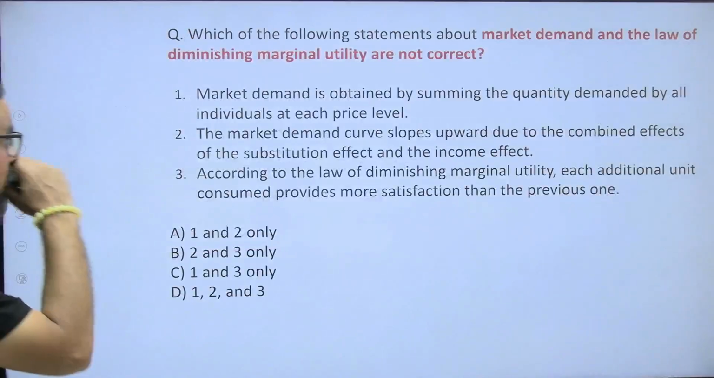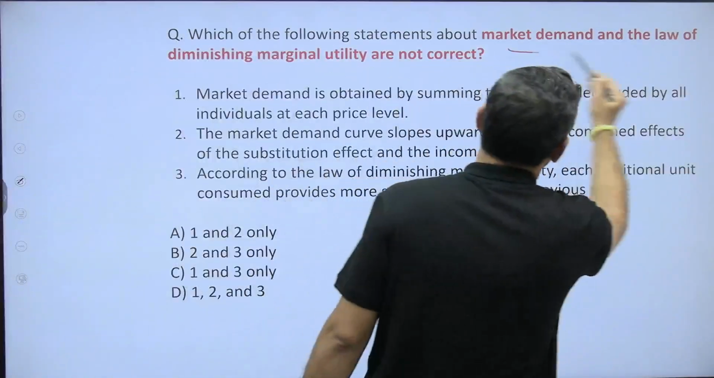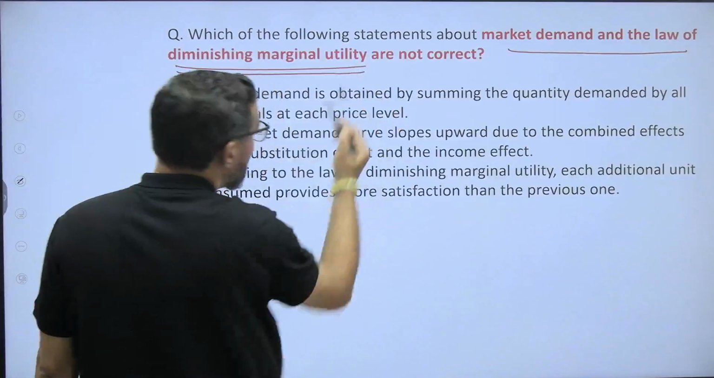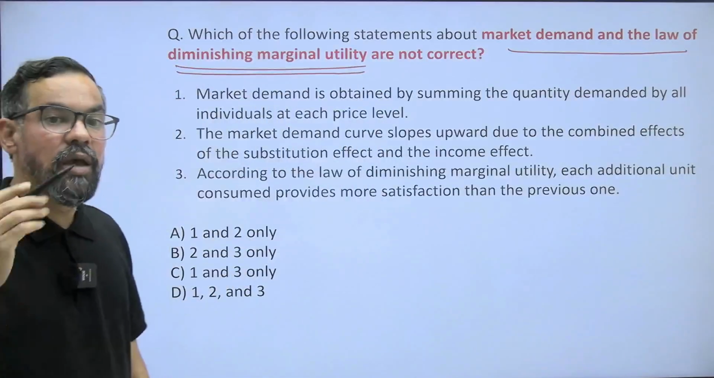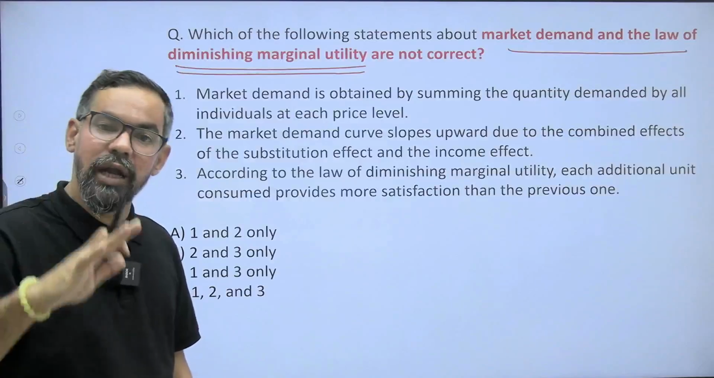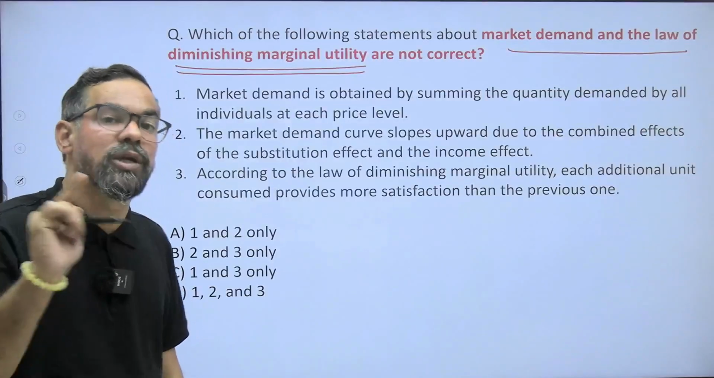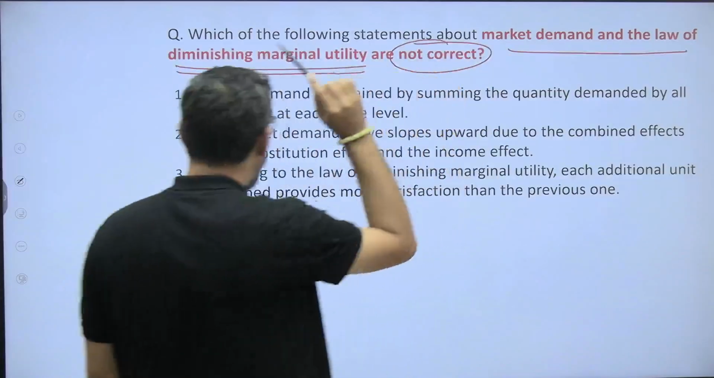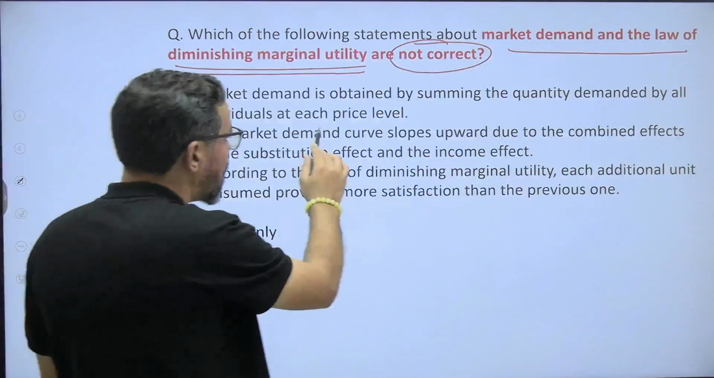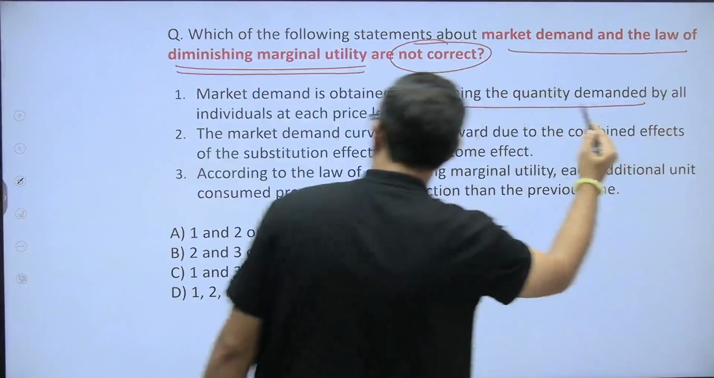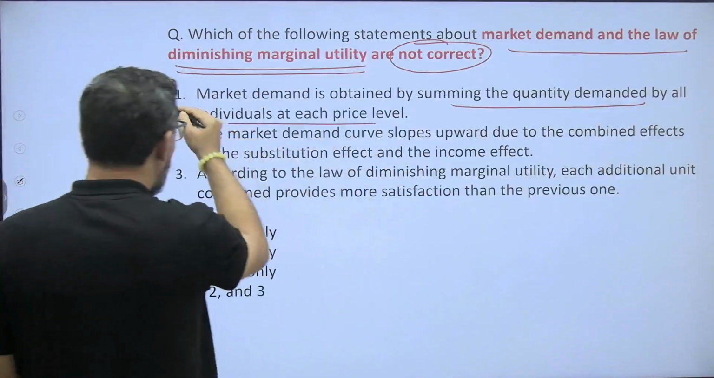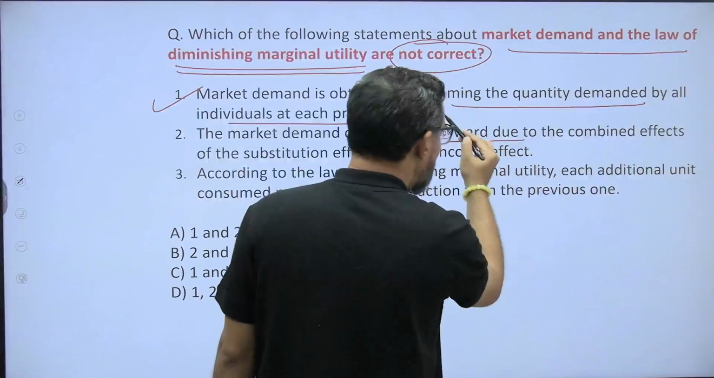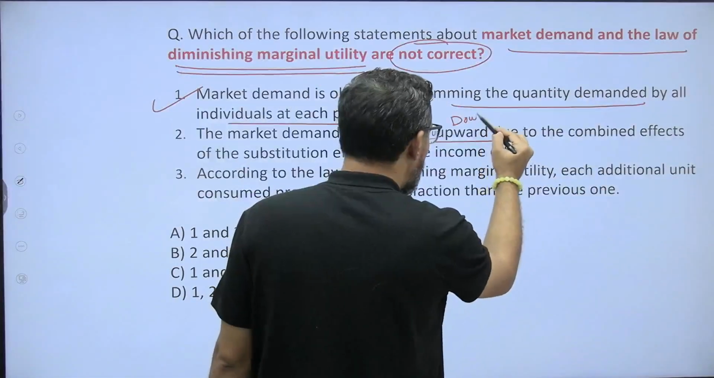Next one. Which of the following statements about market demand and the law of diminishing marginal utility? The law of diminishing marginal utility means with every additional unit, your satisfaction level will come down, as I gave you the example of chapati. So you have to find out the incorrect statement. Market demand is obtained by summing the quantity demanded by all individuals at each price level. True. The market demand curve slopes upward. No, it slopes downward. So this is wrong.